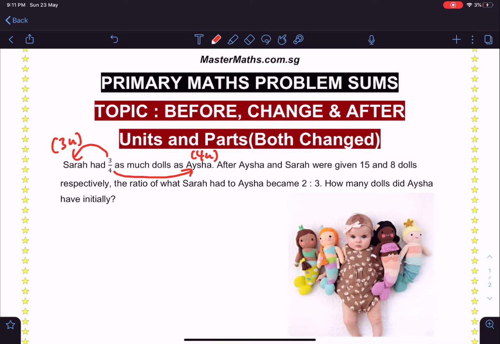After Aisha and Sarah were given 15 and 8 dolls respectively, meaning Aisha received 15 dolls, Sarah received 8 dolls. Okay, when they say respectively, we just follow the names. So Aisha happened first, so she is 15. Sarah received 8. Okay, the ratio of what Sarah had to what Aisha had became 2:3.